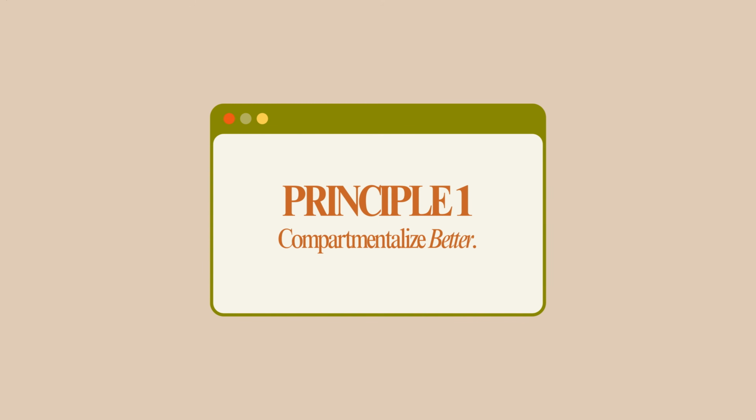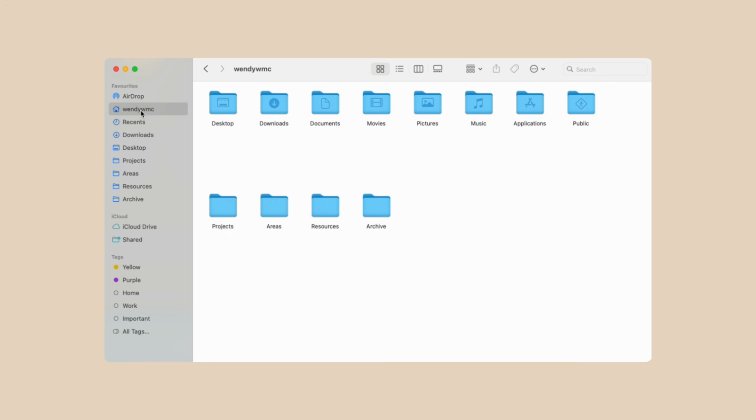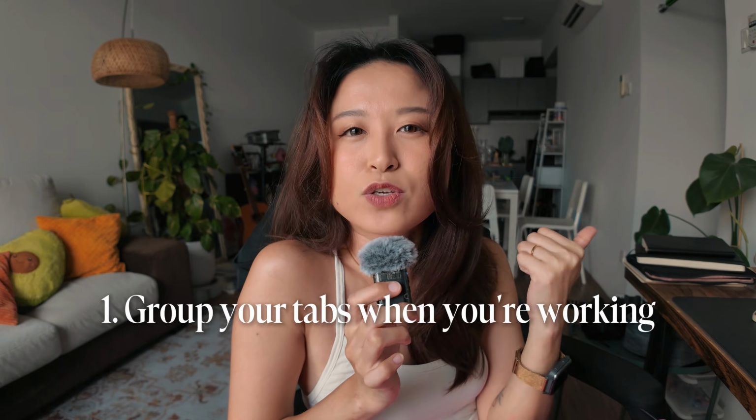Principle 1, compartmentalize better. When you have so many things laying around, it makes it very hard for your brain to process and it makes you overwhelmed very easily. So besides the basics of organizing your files into folders, what you can also do at work is number 1, to group and compartmentalize your tabs.